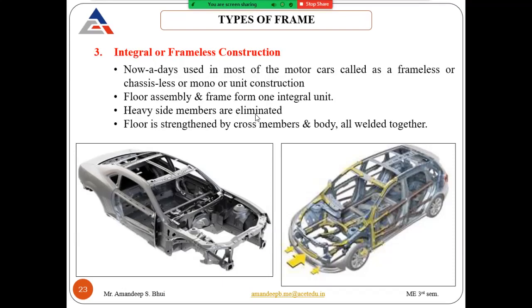Heavy side members are eliminated, and by eliminating the heavy members, the overall weight of the vehicle is reduced. This type of frameless construction is normally incorporated into small passenger cars. Okay, the floor is strengthened by cross members of the body, and all are welded together. So there are no temporary joints. All permanent joints are there. No bolts and rivets are there. Only welding is done. So that makes the structure more solid and durable. So this is your frameless or integral or unitary or mono type of construction.